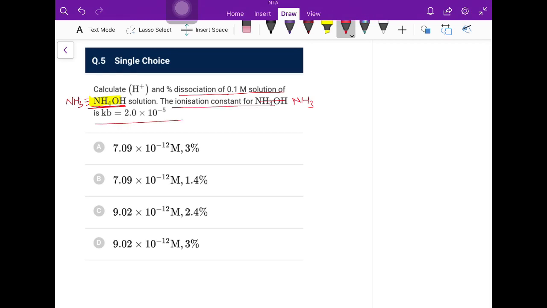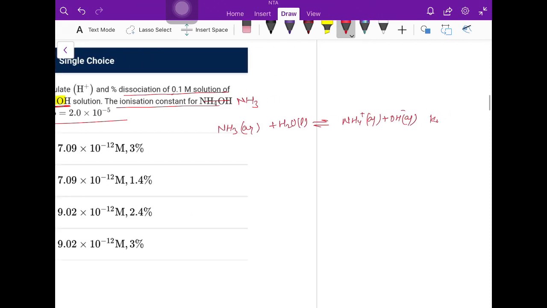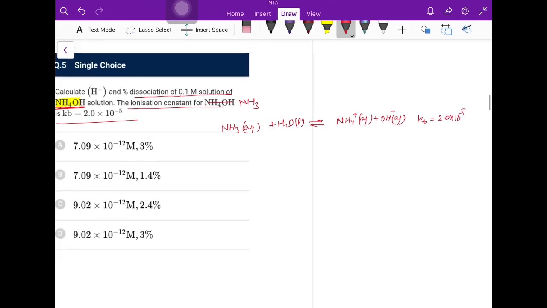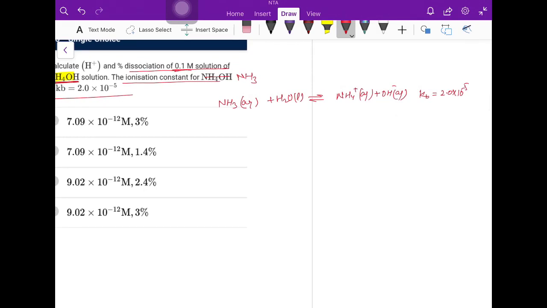So for 0.1 molar NH3, we write the equation NH3 aqueous plus H2O liquid, which gets hydrolyzed to NH4 plus aqueous plus OH minus aqueous. We know the value of Kb, Kb is 2 into 10 to the power minus 5, and we know the initial concentration, 0.1 molar. So we set up the ice table: initial, change, and equilibrium. The change is minus x, plus x, plus x. At equilibrium it will be 0.1 minus x, x and x.